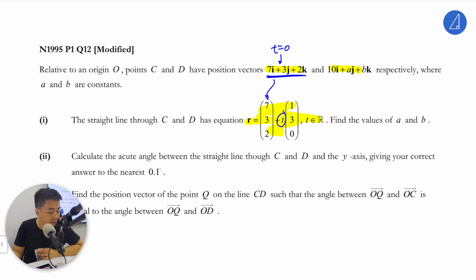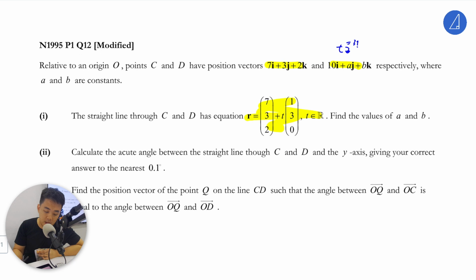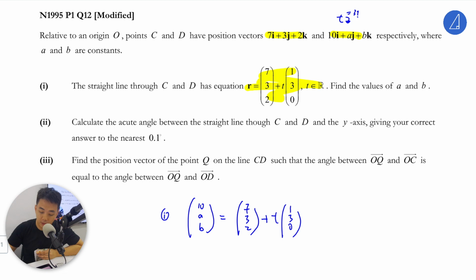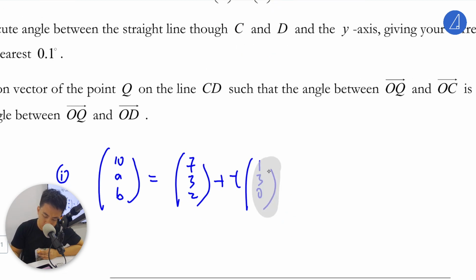No question. Okay. Now the question is, if you want to find A and B, you just need to find the housing address of this guy here. What is the housing address? So you just take 10 A B equals 732 plus t 1 3 0. Then you solve for t. Then once you get the housing address, your life is good.